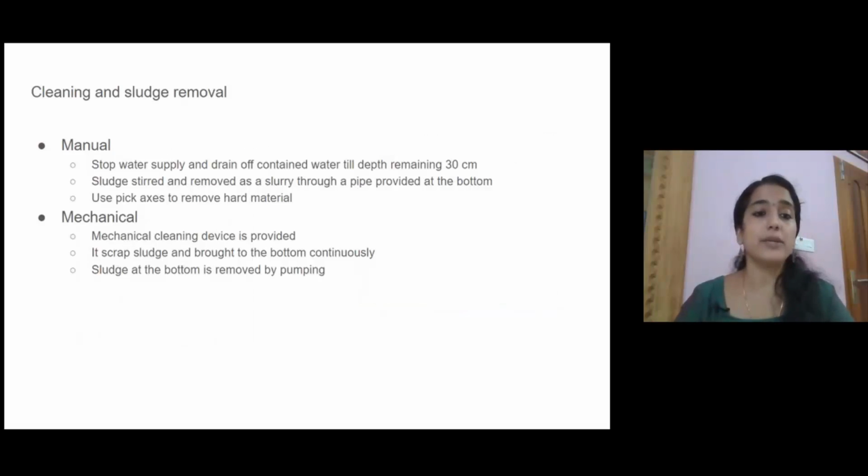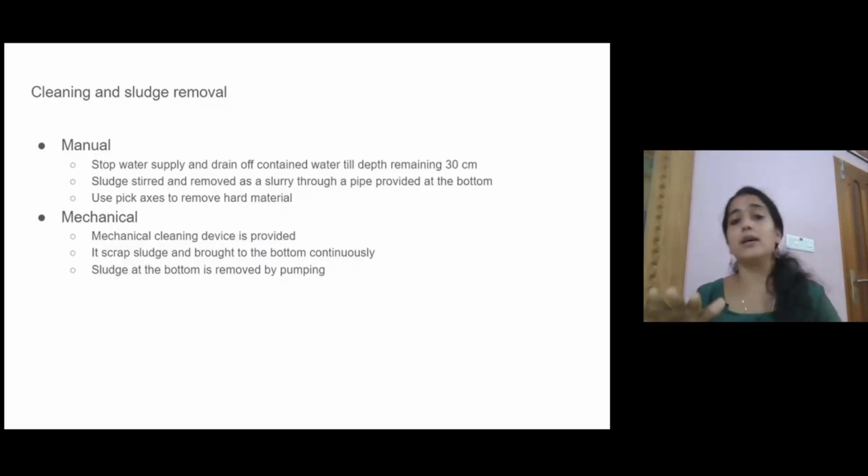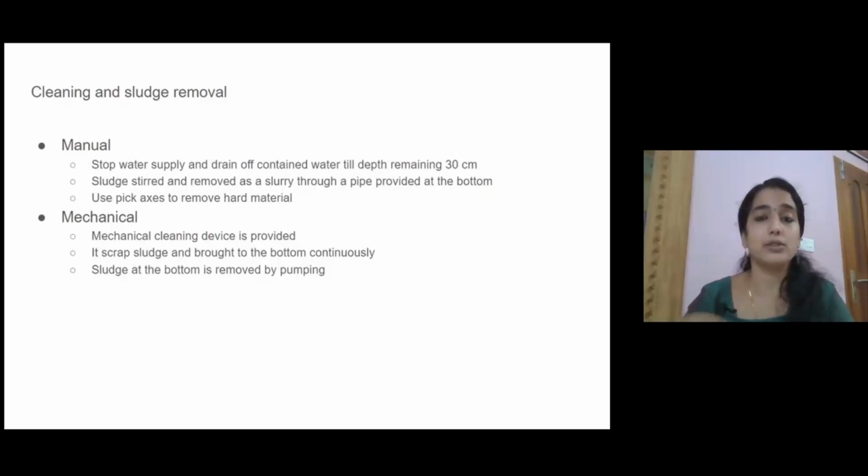Then the next operation is cleaning and sludge removal. Manual operations are there. In manual operations, we stop the water supply and drain off all the contained water till the depth remaining is 30 centimeters, and the sludge is stirred and removed as a slurry by using a pipe or a motor system provided at the bottom. Use pickaxes to remove the hard materials. The fully deposited materials will be firm like hard rock, and they should be removed with the use of pickaxes.